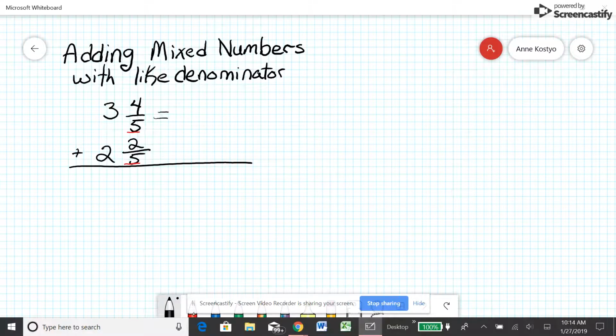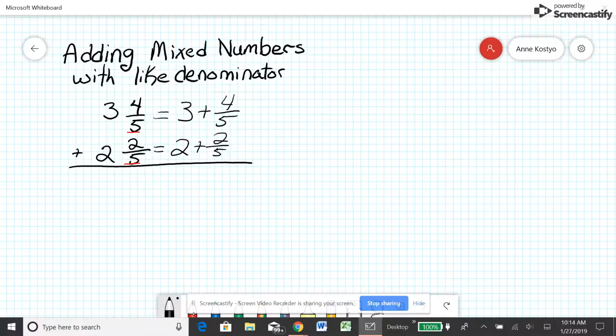So the first thing I am going to do is break this mixed number apart into its whole part, which would be 3, plus the fraction part, which is 4/5. And I will do the same to the second, breaking it into the whole number part of 2 plus 2/5. All right, now we have the whole parts of these mixed numbers.